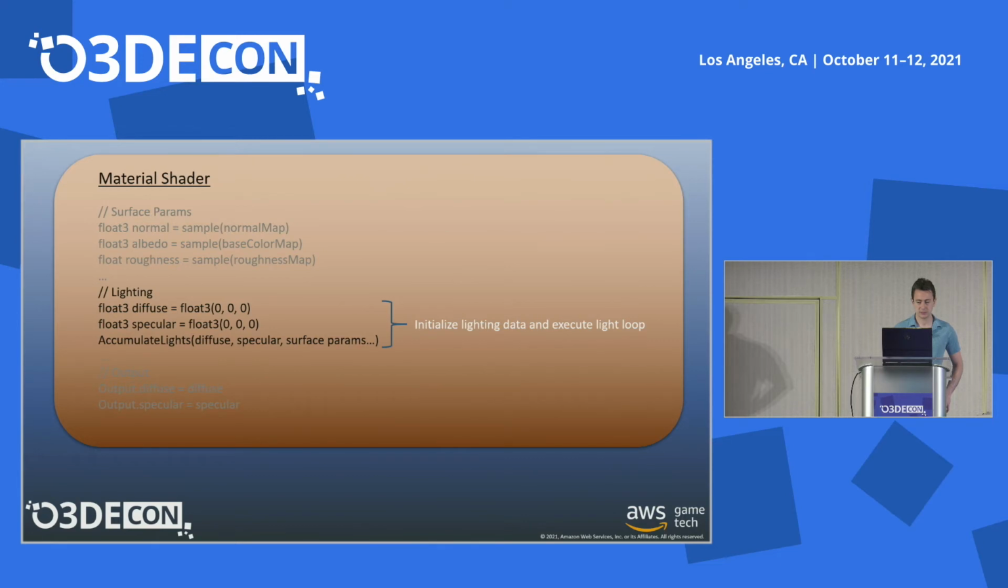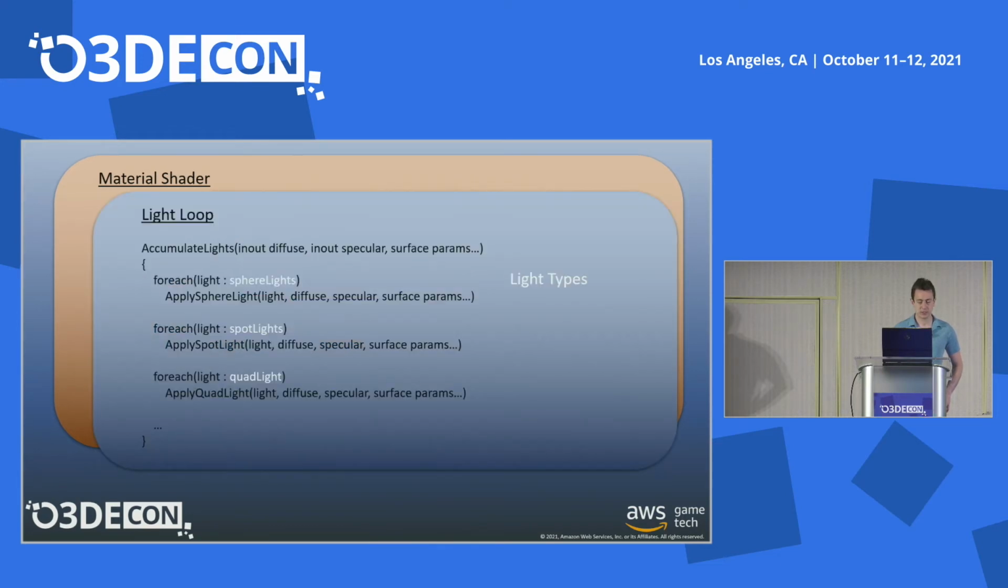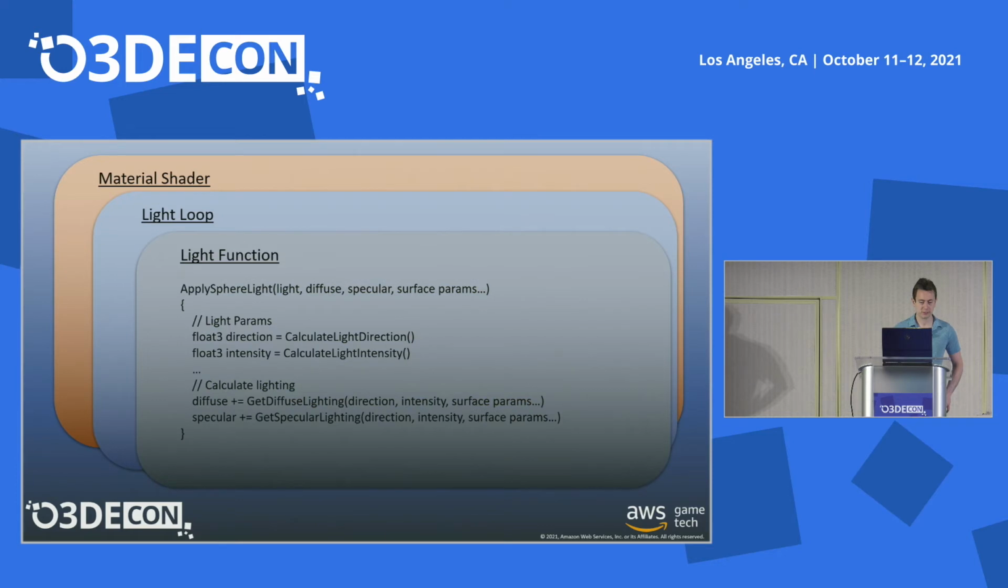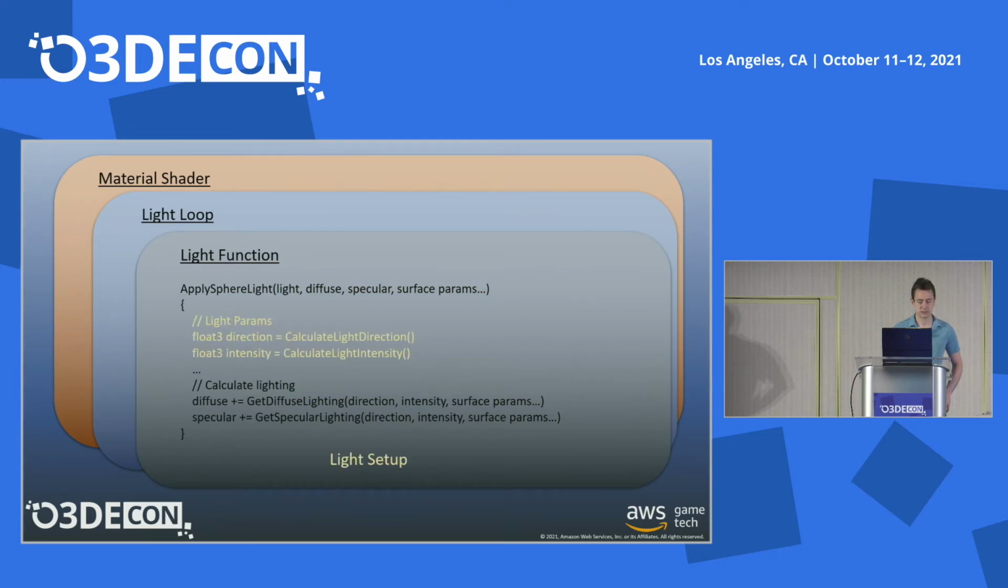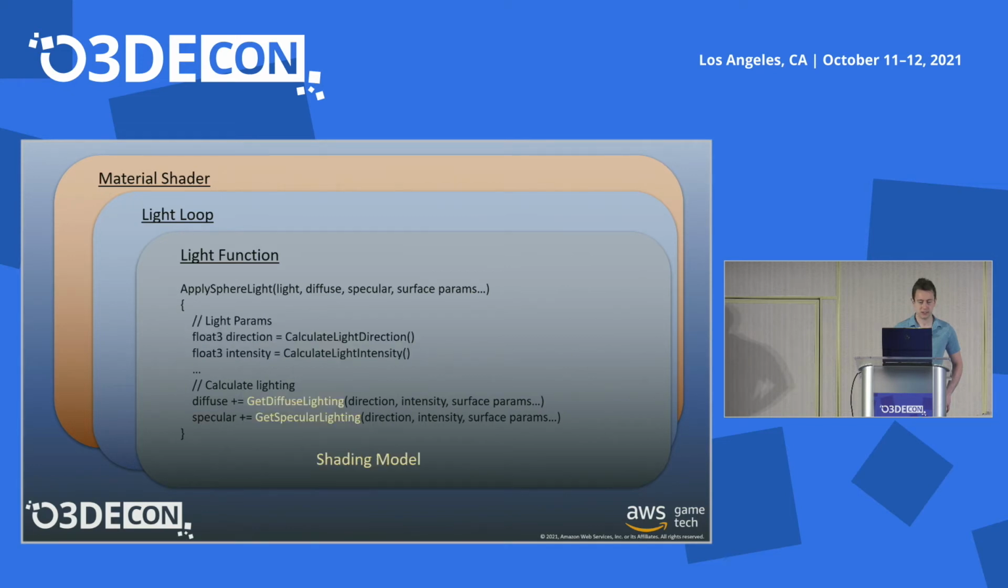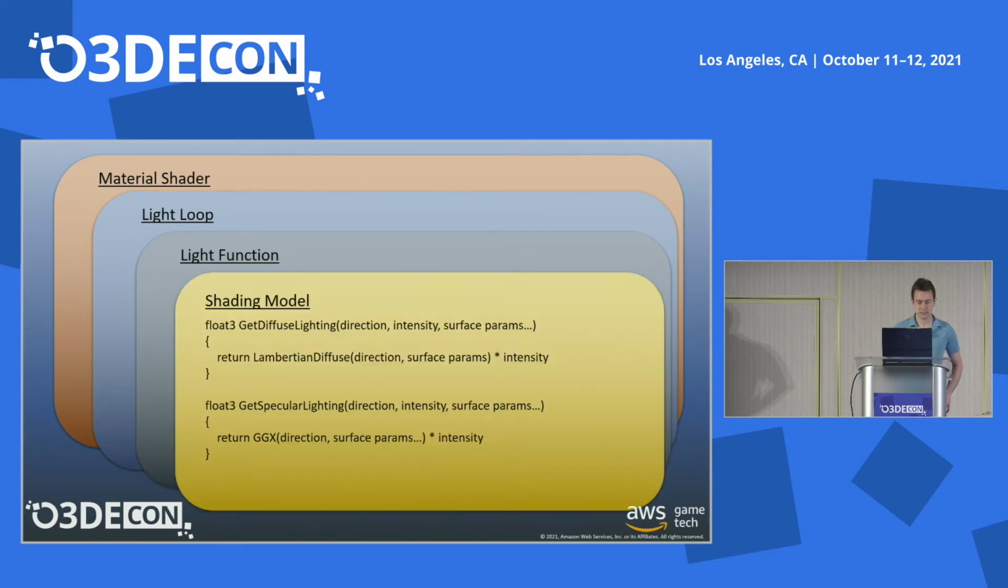So we're going to dive a bit deeper into this part, which is the light loop. In our light loop, for each of the light types, we apply the specific lighting function. And then if we dive further into this lighting function, we first set up the light: direction, intensity, other parameters you need, and then we actually call our shading model functions, in this case diffuse and specular lighting. If we dive into these, we have our actual shading model, which is defined by Lambertian diffuse for diffuse, and then GGX for specular lighting.